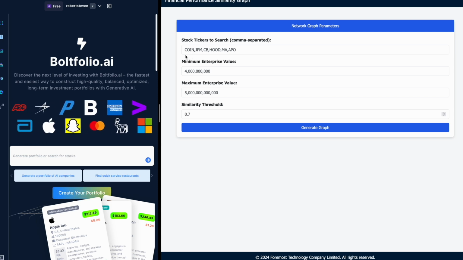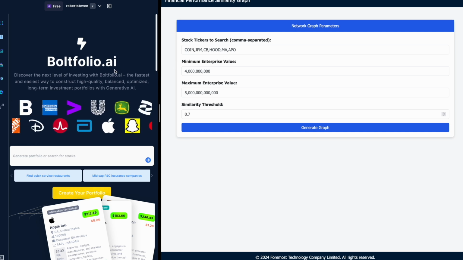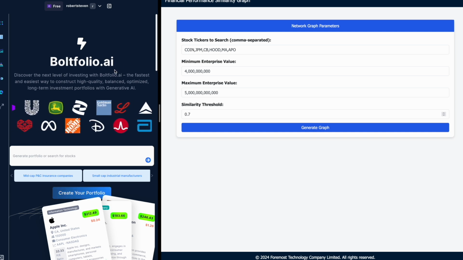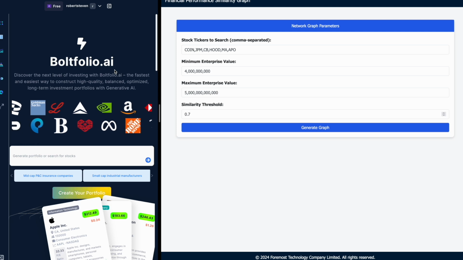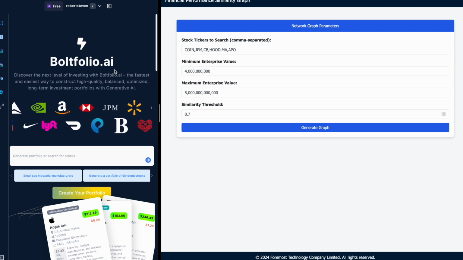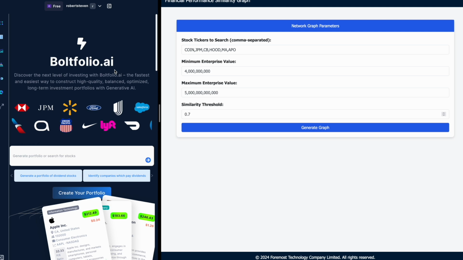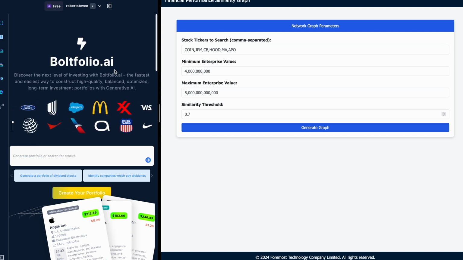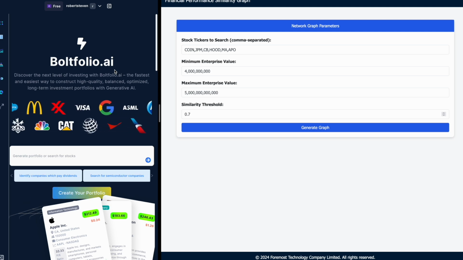So let's say I have these stocks that I want to look at. Remember we were talking about a similar company algorithm, an algorithmically generated feed of an ordered list of companies, and we were looking at those companies primarily on a sector, industry, and keyword basis. But what if we were to look at it from a financial performance basis?